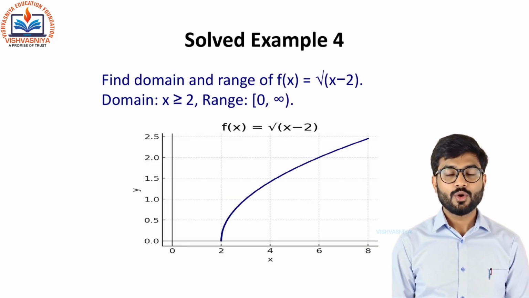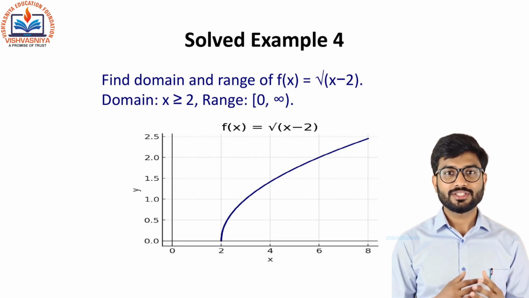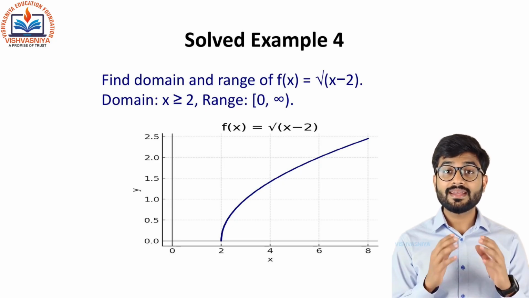Question: find domain and range of f(x) = square root of (x - 2). Solution: inside the square root, x - 2 must be non-negative. So x is greater than or equal to 2. Hence, the domain is x greater than or equal to 2 and the range is 0 to infinity.